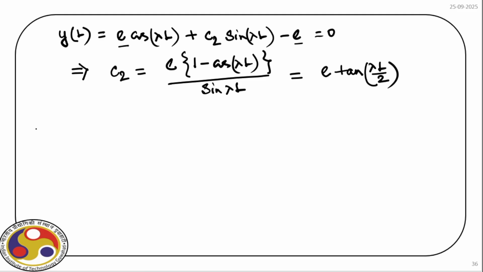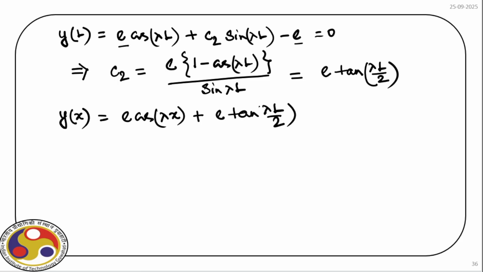Right. So now we have both C1 and C2, and we can write C1 and C2 in the main equation and get the deformed shape. So we have C1, which is E cos lambda x, plus C2, which is E times tan lambda L by 2, sine lambda x, and minus E.